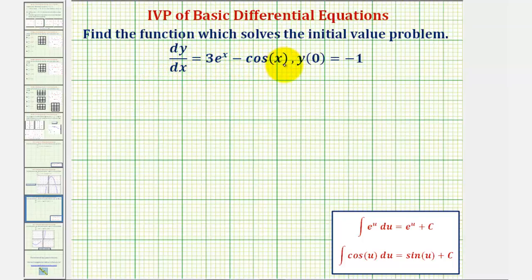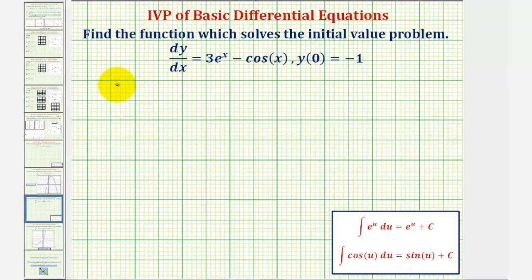x minus cosine x, and we can find the function, or at least the family of functions, that have this derivative by integrating 3e to the x minus cosine x. And then we can find the value of c using y of 0 equals negative 1. This is actually the simplest type of differential equation that can be solved using a method called separation of variables.